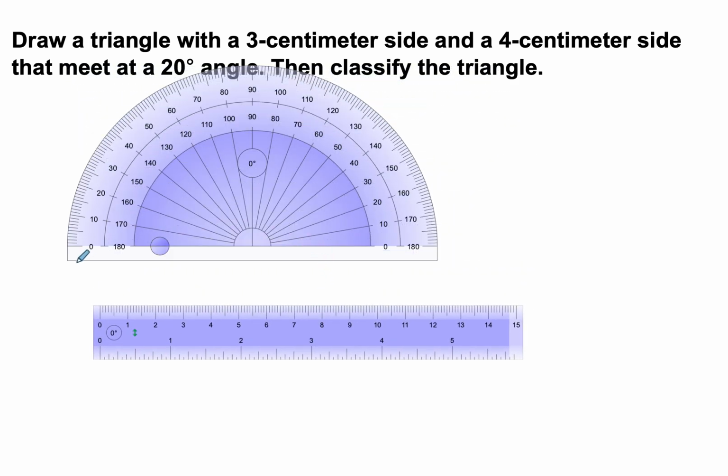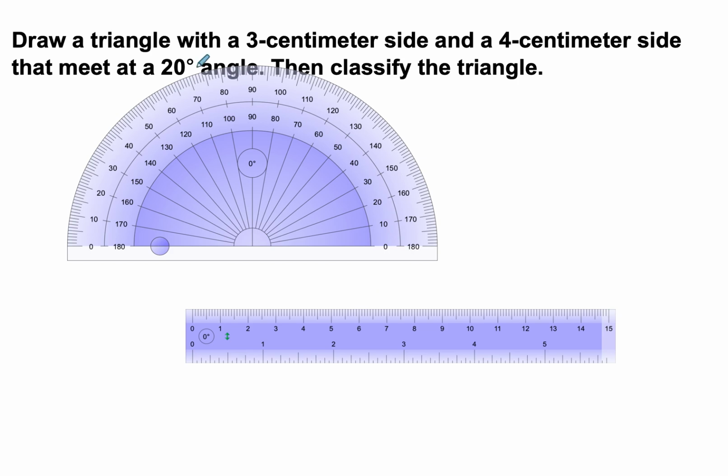Now, the majority of protractors will have a ruler on the bottom. Mine doesn't happen to have one. So I have a ruler here separate. The inside of your assignment notebook has a ruler if you don't happen to have a ruler with a centimeter side and an inches side.